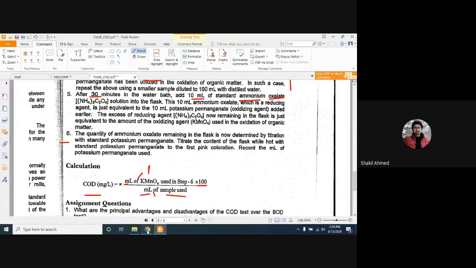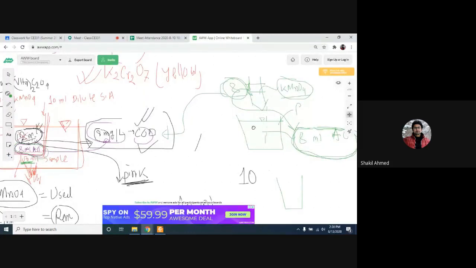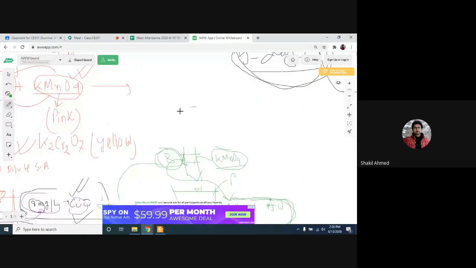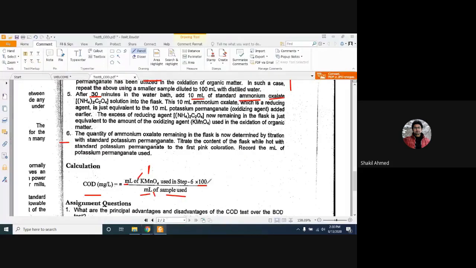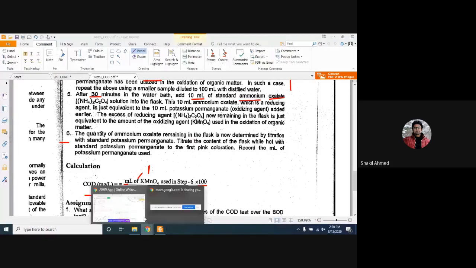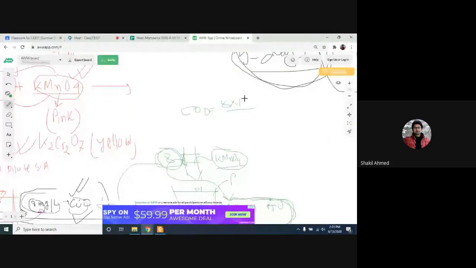So your calculation, COD, will be in this case 8 into 100 divided by 100, right? Divided by 100. That's it. 8 milligram per liter. Is it clear?